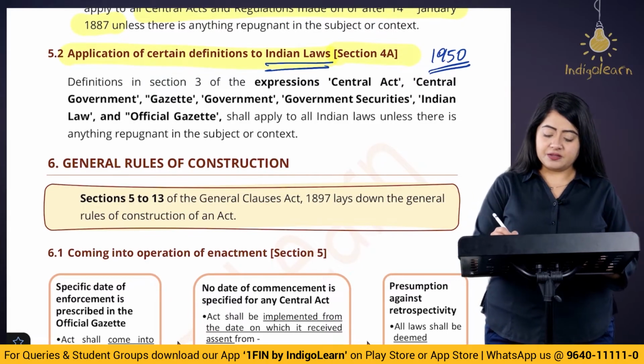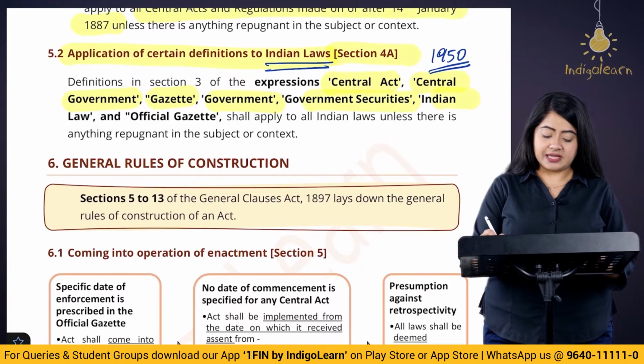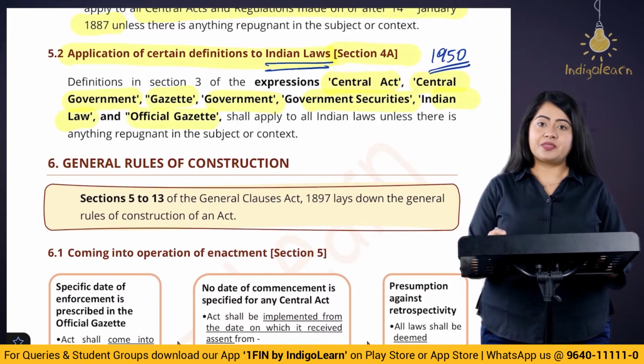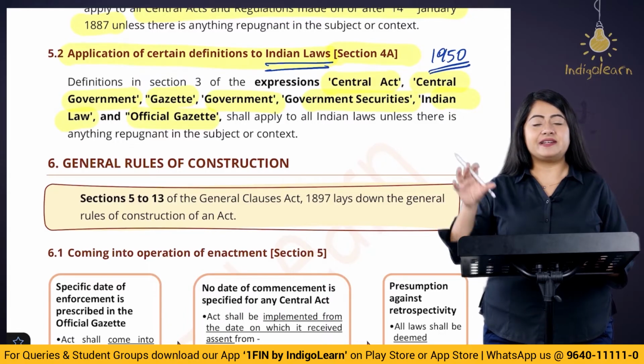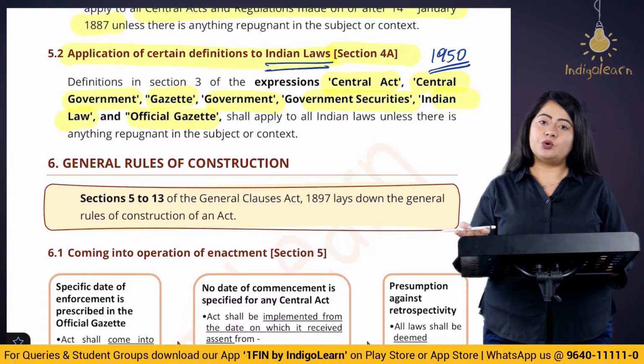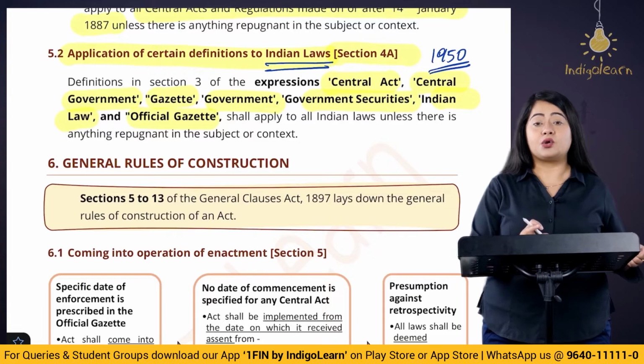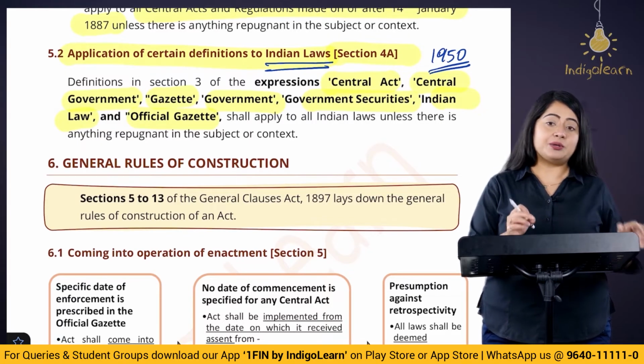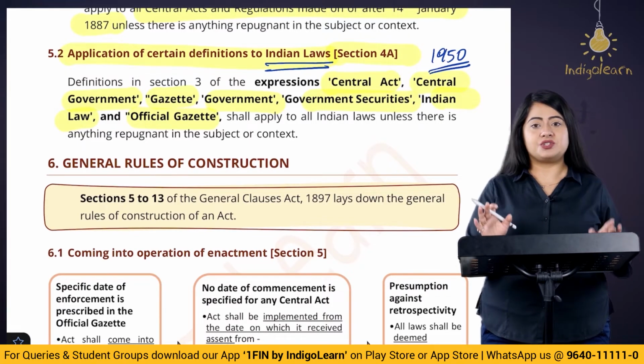This section says that the words central act, central government, gazette, government, government security, Indian law and official gazette, the meaning of these words stated in the General Clauses Act, are going to be applicable on all the Indian laws. That means all the statutes that came into the picture before our constitution.